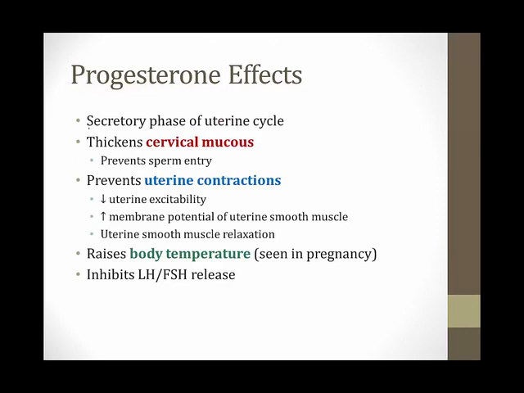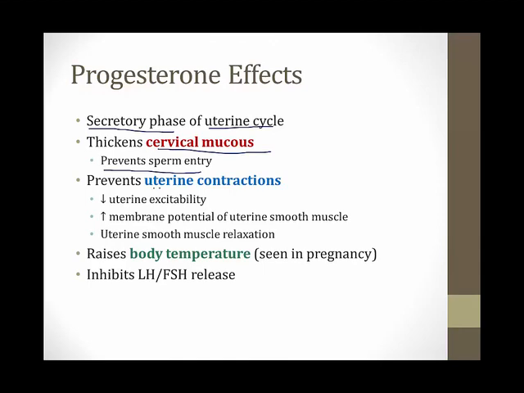Progesterone is responsible for the secretory phase of the uterine cycle. I talk about this in more detail in the module on the menstrual cycle, but progesterone causes the uterus to prepare for pregnancy, and this occurs in the second half of the menstrual cycle. Progesterone also thickens cervical mucus, which prevents sperm entry.